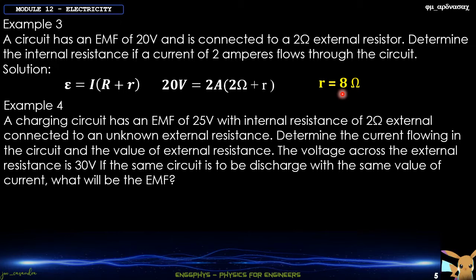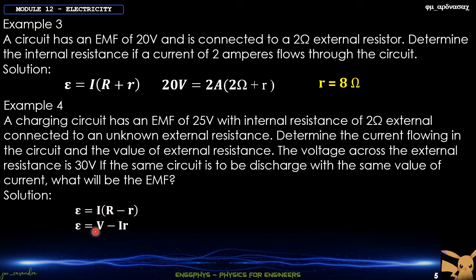So, in this case, we are given that it is charging. So our equation now will be E equal to I times R minus r. So we're given your EMF. We do not know your I. We do not also know our external resistance. So how are we going to solve for this problem? So what we will do is to first simplify our equation. So I times the external resistance is also equal to your voltage.